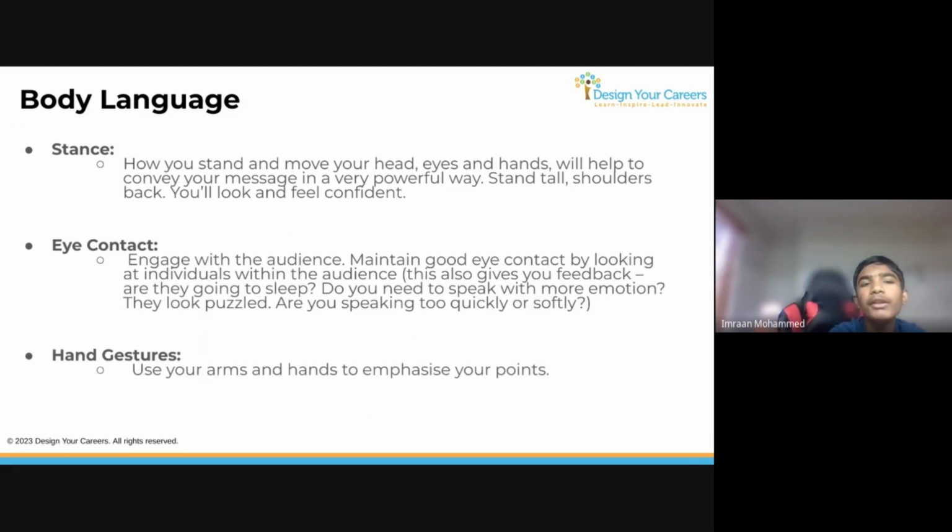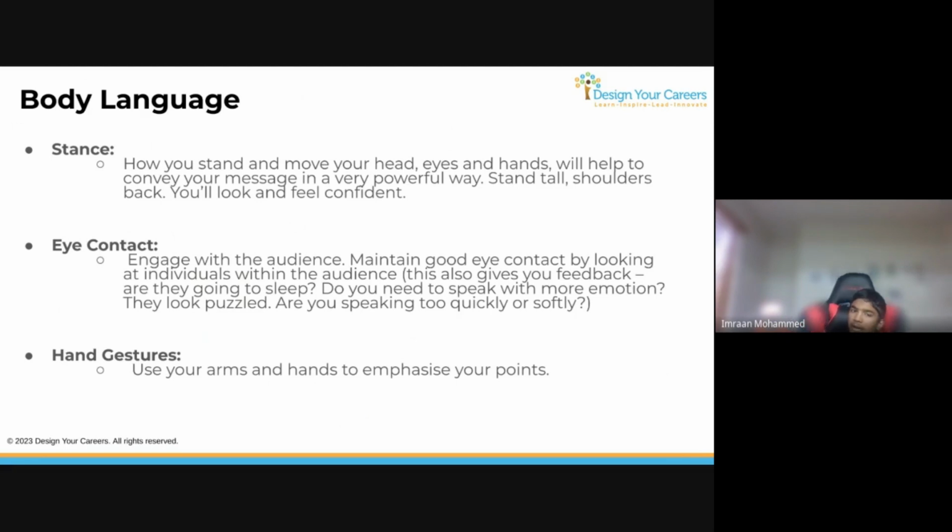So body language, I did want to go a little more into depth with that because I feel I didn't go into depth with the speech delivery when I went over that. Again, all of this is working to make you seem more confident, more knowledgeable to the audience, and it's going to help the audience too.